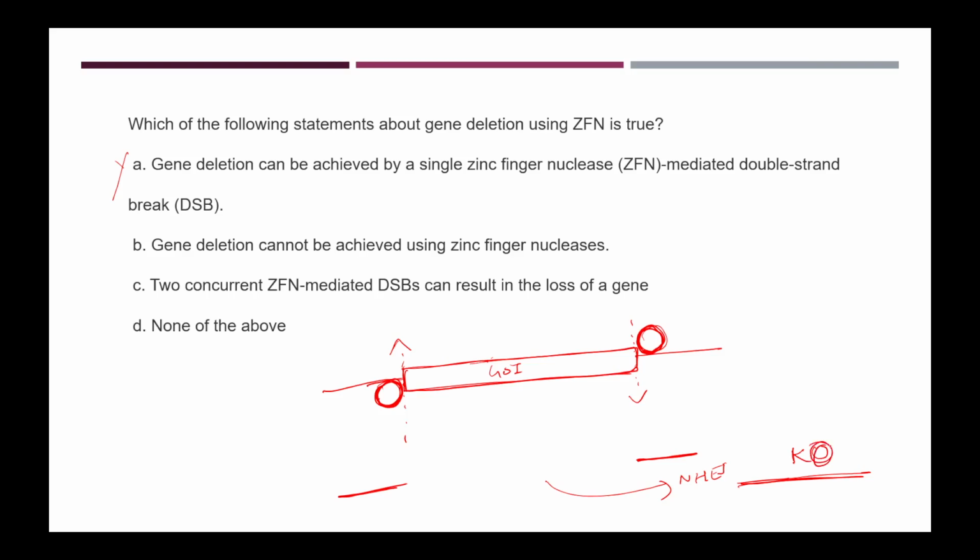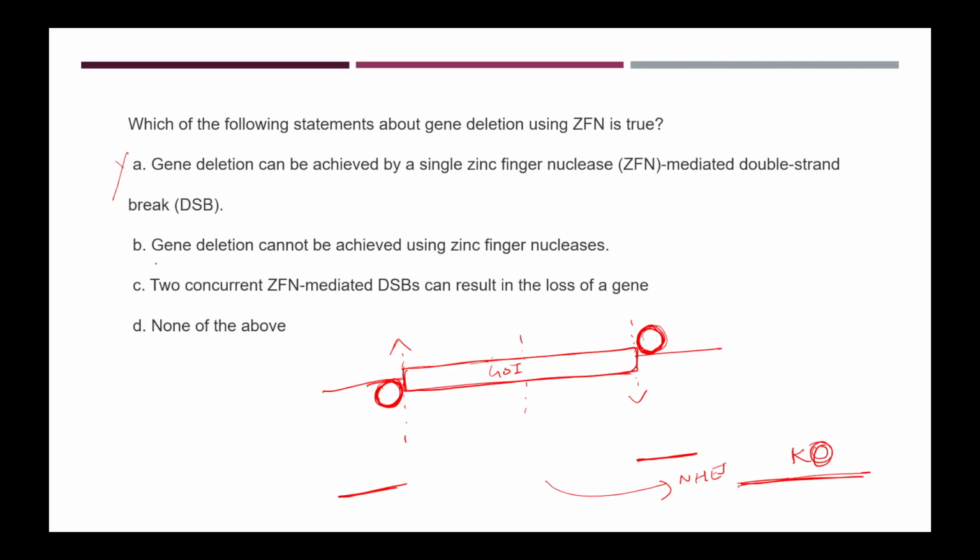It's clear? Using this you can also achieve the deletion. A single break in between the gene can help you introduce a mutation, or you have to rely on non-homologous end joining to make a deletion with the help of exonucleases. So you can use two zinc finger nucleases to make double strand breaks that will lead to the gene deletion.